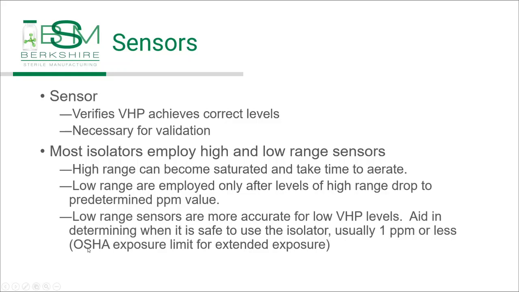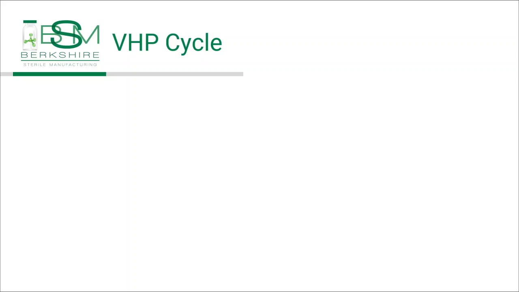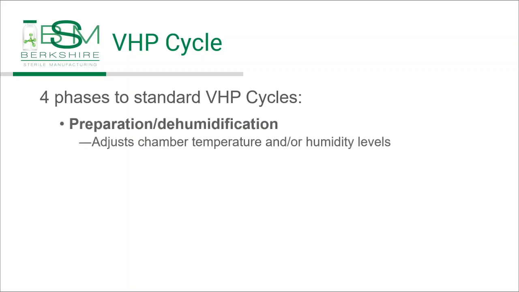The 1 ppm is not a totally arbitrary number that was selected for most of these. That is the OSHA exposure limit for extended exposure to vaporized hydrogen peroxide. Let's now get into the VHP cycle. There are 4 standard phases to VHP cycles.